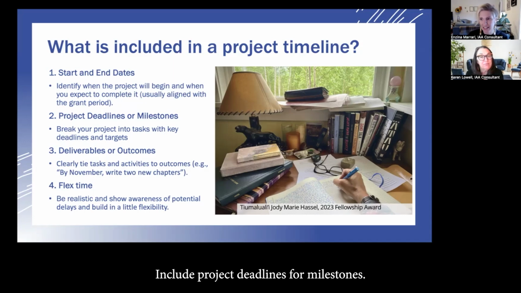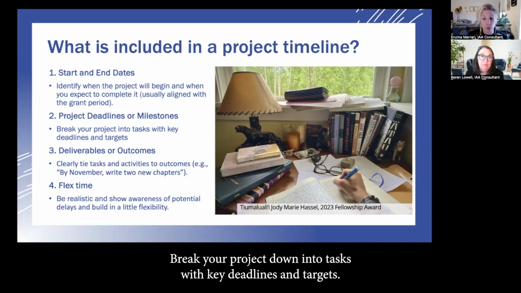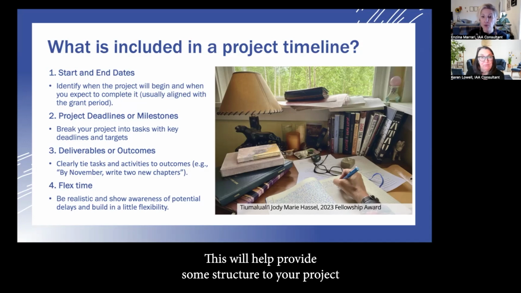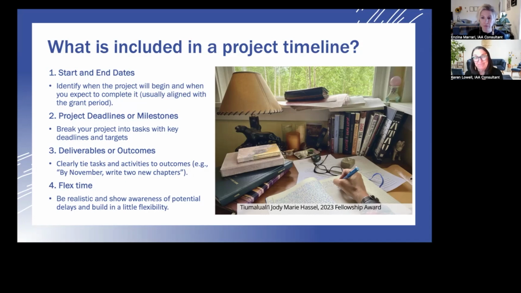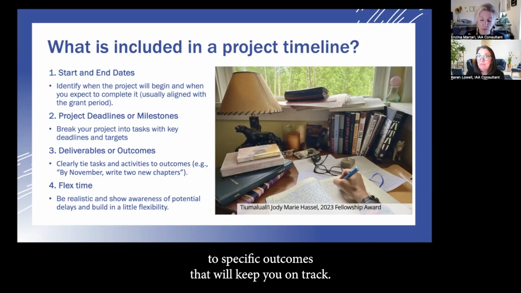Include project deadlines or milestones. Break your project down into tasks with key deadlines and targets. This will help provide some structure to your project and make sure that you are able to achieve some of those goals. Also identify key deliverables or outcomes. Clearly tie those tasks and activities to specific outcomes that will keep you on track. Like by November, you will write 2 new chapters.